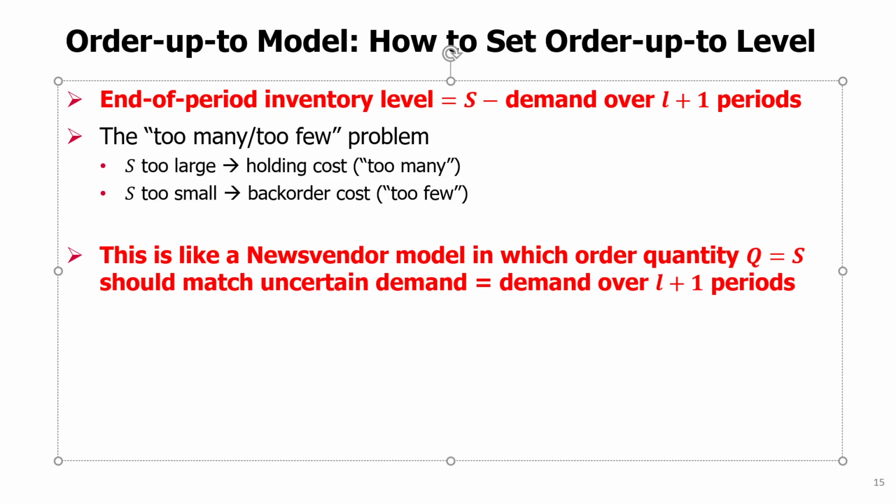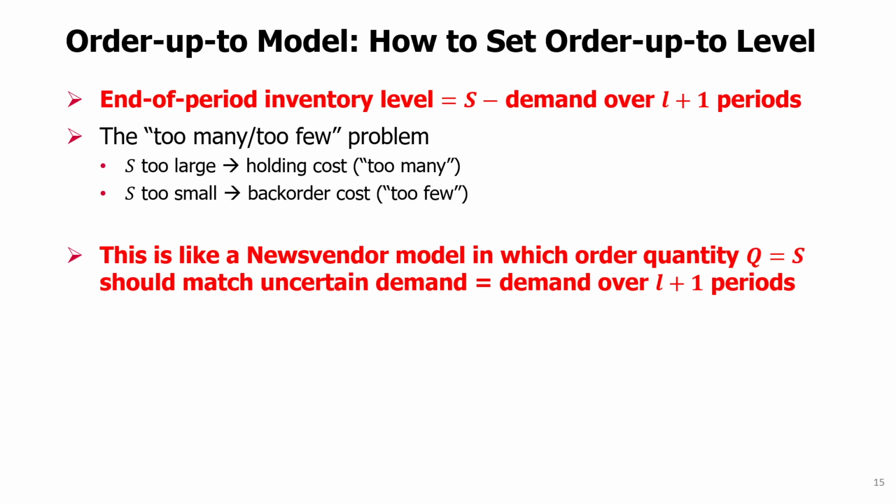So in other words, this is the same situation as in the newsvendor model, except now the quantity Q is actually the level S, and we want to match the uncertain demand not in one season, but the uncertain demand over L plus 1 periods. So we can use the newsvendor model where we just modify the demand distribution to match the demand distribution over L plus 1 periods, and then we use the quantity Q for level S.